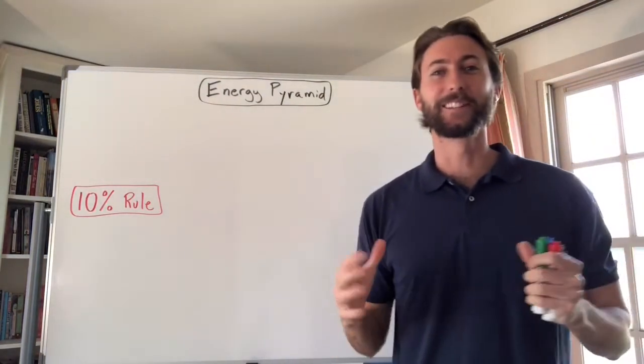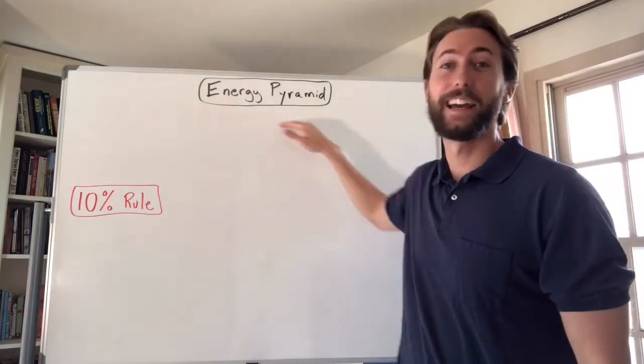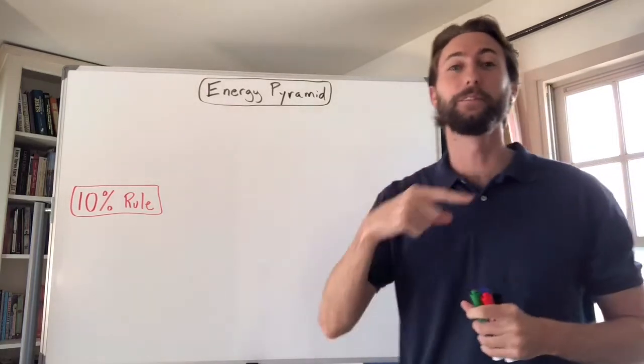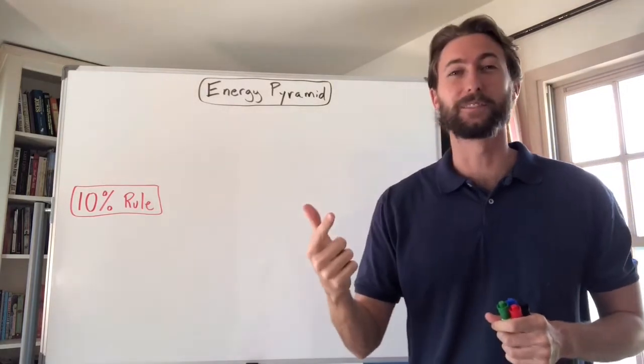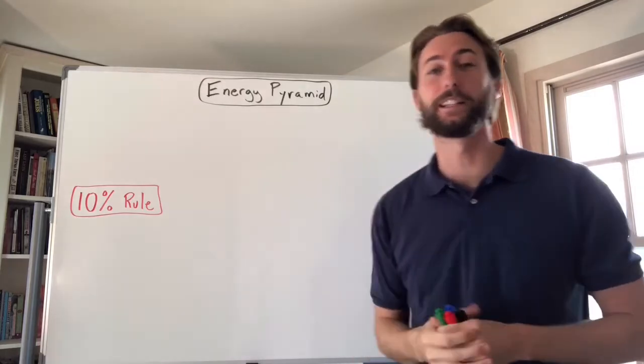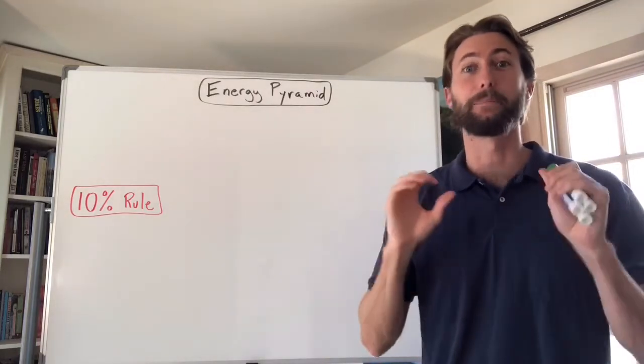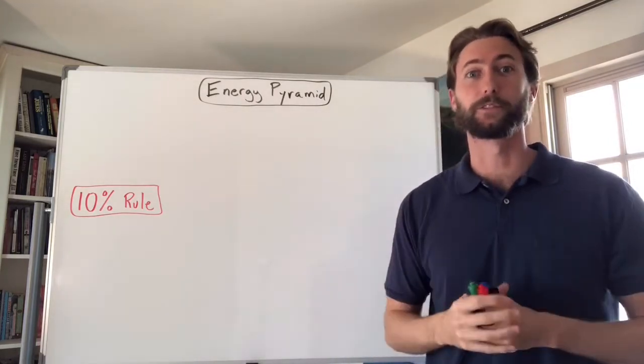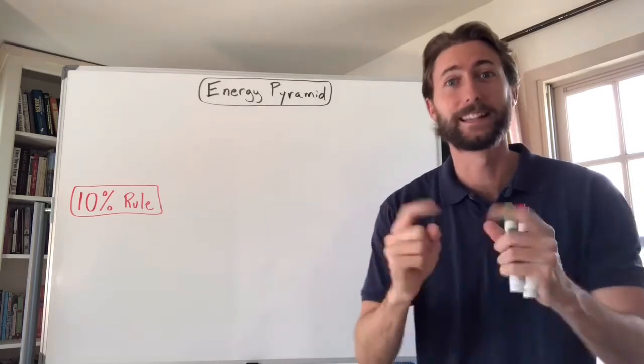We got another video today. This one we're going to be talking about energy pyramids. If you remember from a previous video, we talked about food webs and food chains, and we really showed the direction of energy flow in an ecosystem. But today we're talking about the amount of energy that gets transferred from trophic level to trophic level. So let's get after it.